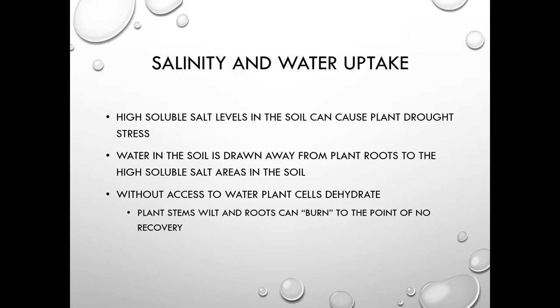Salinity can also affect water uptake. High soluble salt levels in the soil can cause plant drought stress, and these soluble salt levels are usually attributed to a lot of fertilizer. The water in the soil is drawn away from the plant roots to the high soluble salt areas of the soil, and without access to the water, plants dehydrate, and then the stems wilt and roots can burn to the point of no recovery.